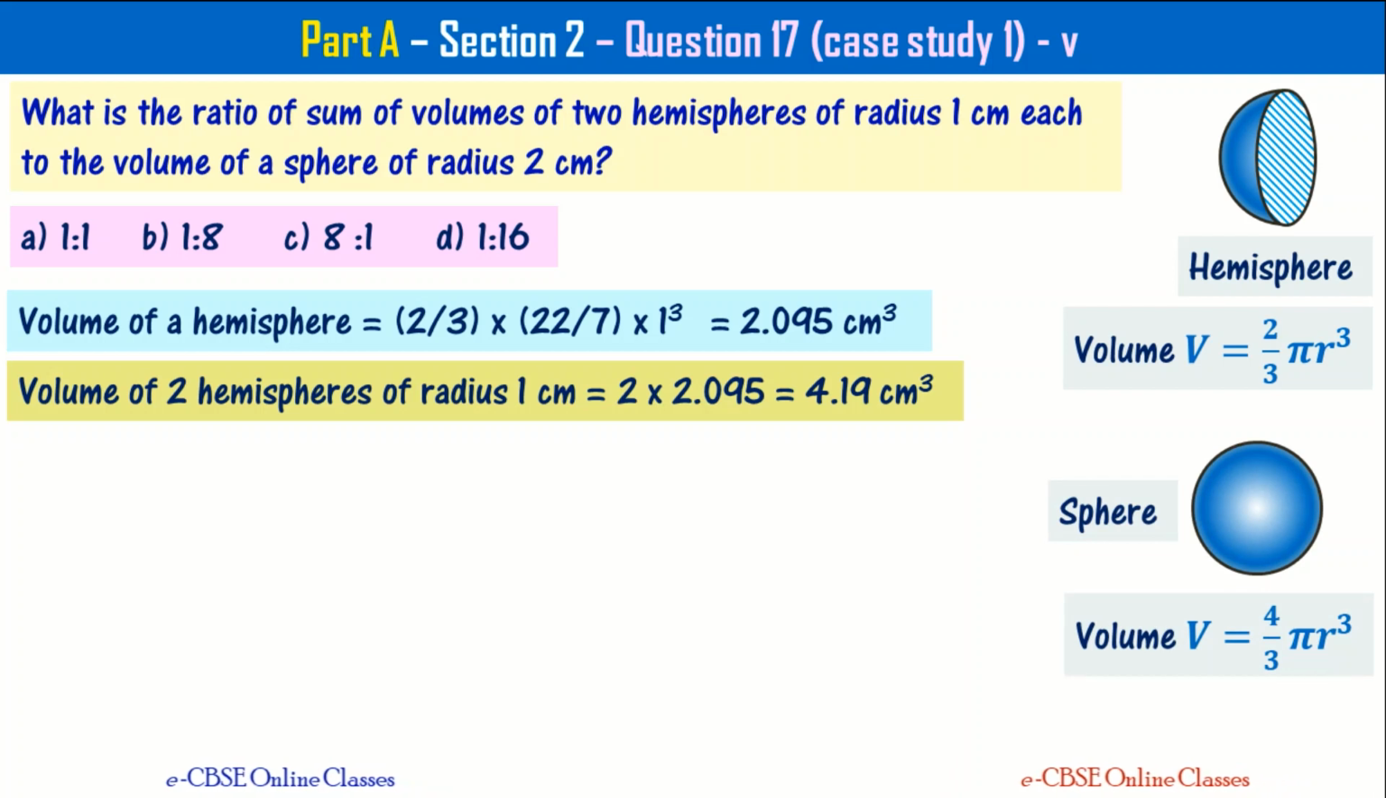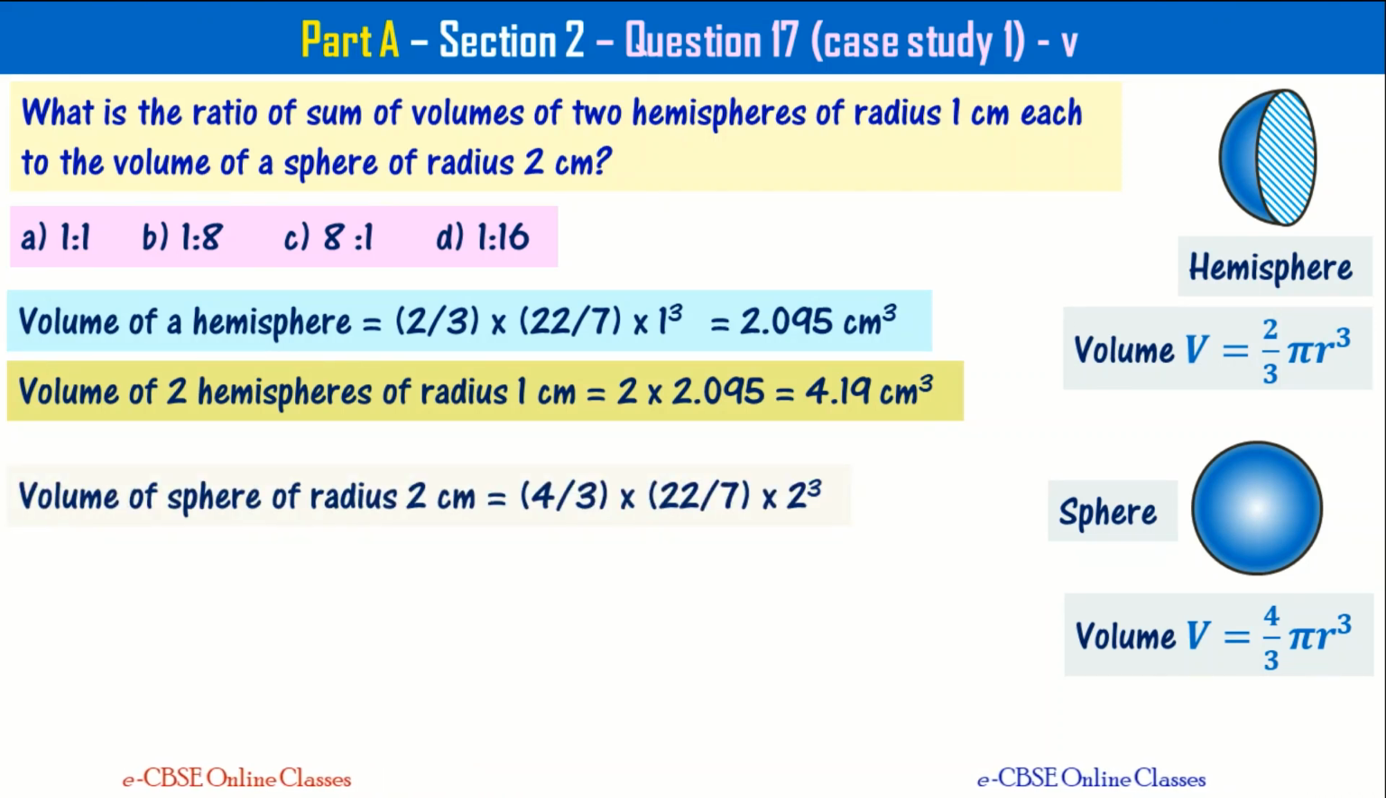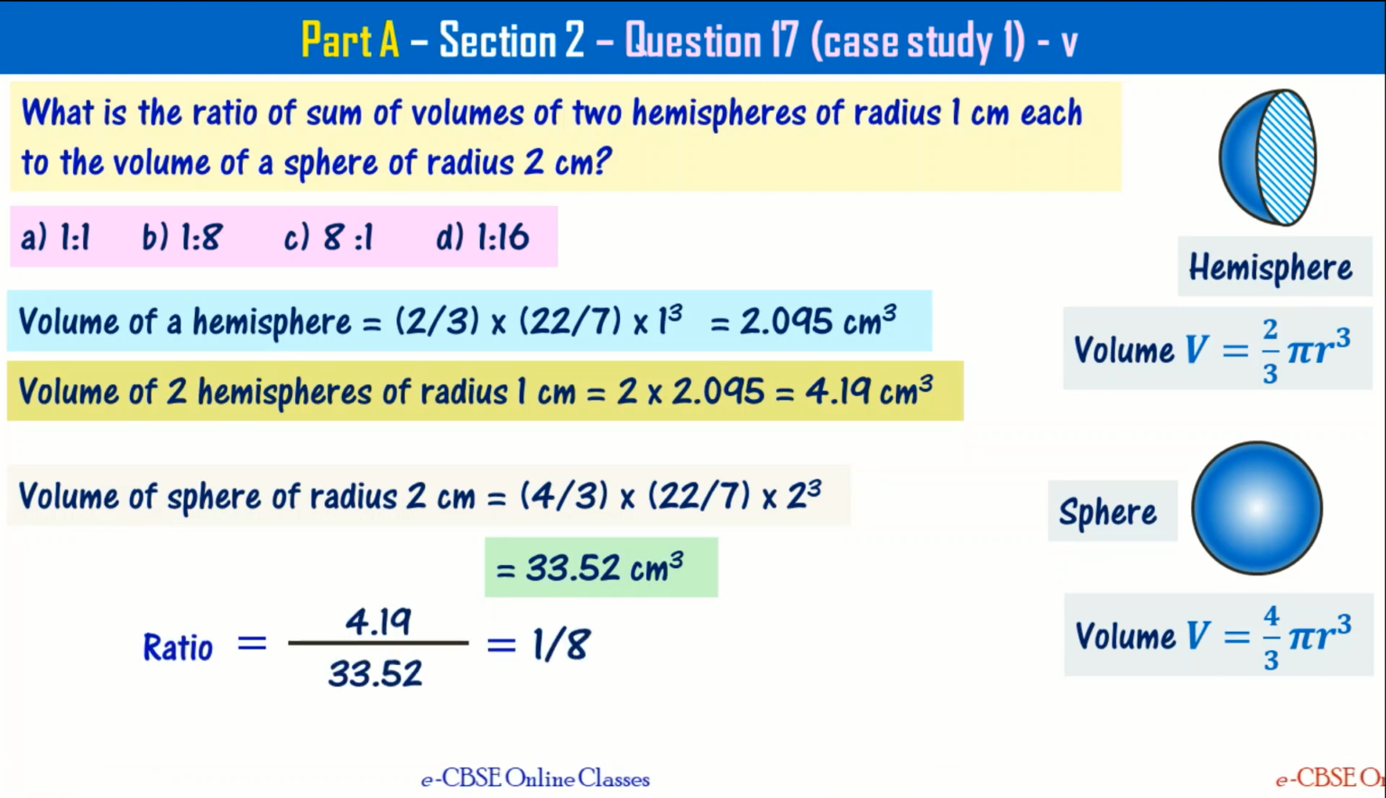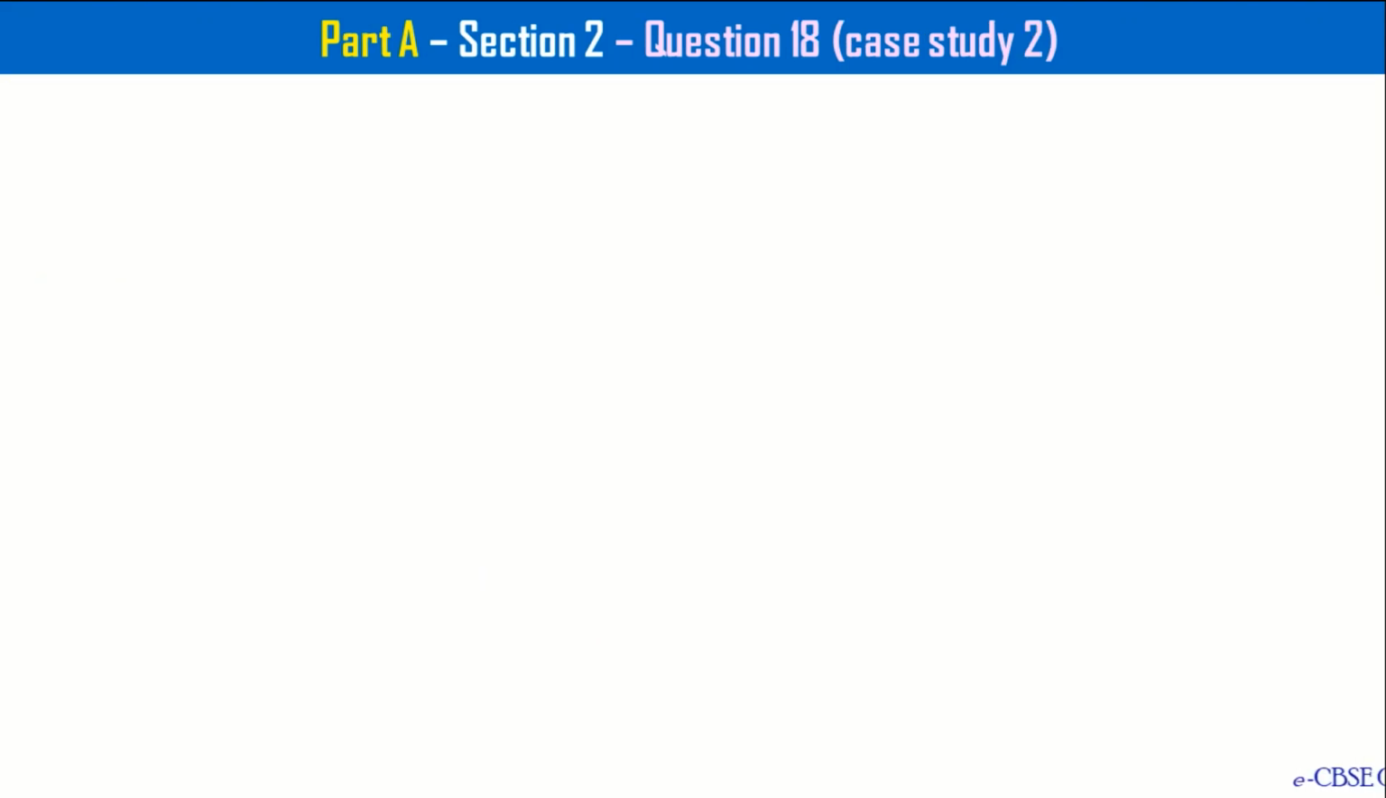Now let's go to the sphere part. Volume of sphere is defined as 4 by 3 pi r cube. Let's calculate the volume of a sphere of radius 2 centimeter. That is 33.52 centimeter cube. Now let's take the ratio of these two volumes. That is 4.19 divided by 33.52, that is equal to 1 by 8. It means the ratio is 1:8. So choice B is the answer. Let's go to case study 2, that is question number 18.